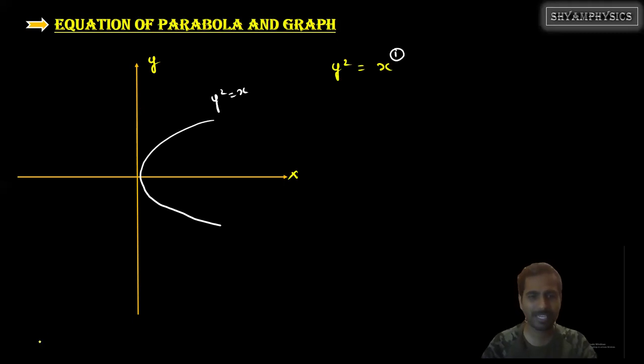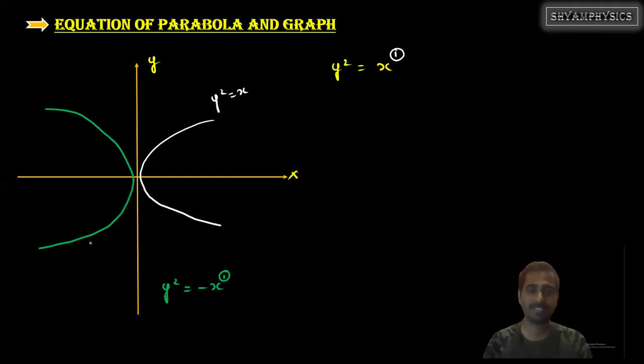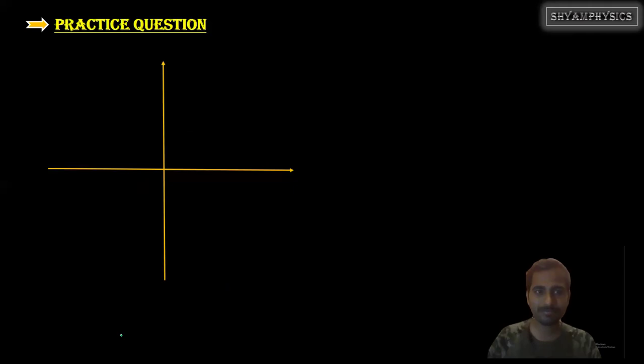So what if the graph is y square equals minus x? Obviously, where the power is single, on that side only it has to open. The power is 1 here, but it is along the minus x-axis. So the graph has to be drawn in this pattern. This is y square equals minus x. Done? Good. We'll practice one.